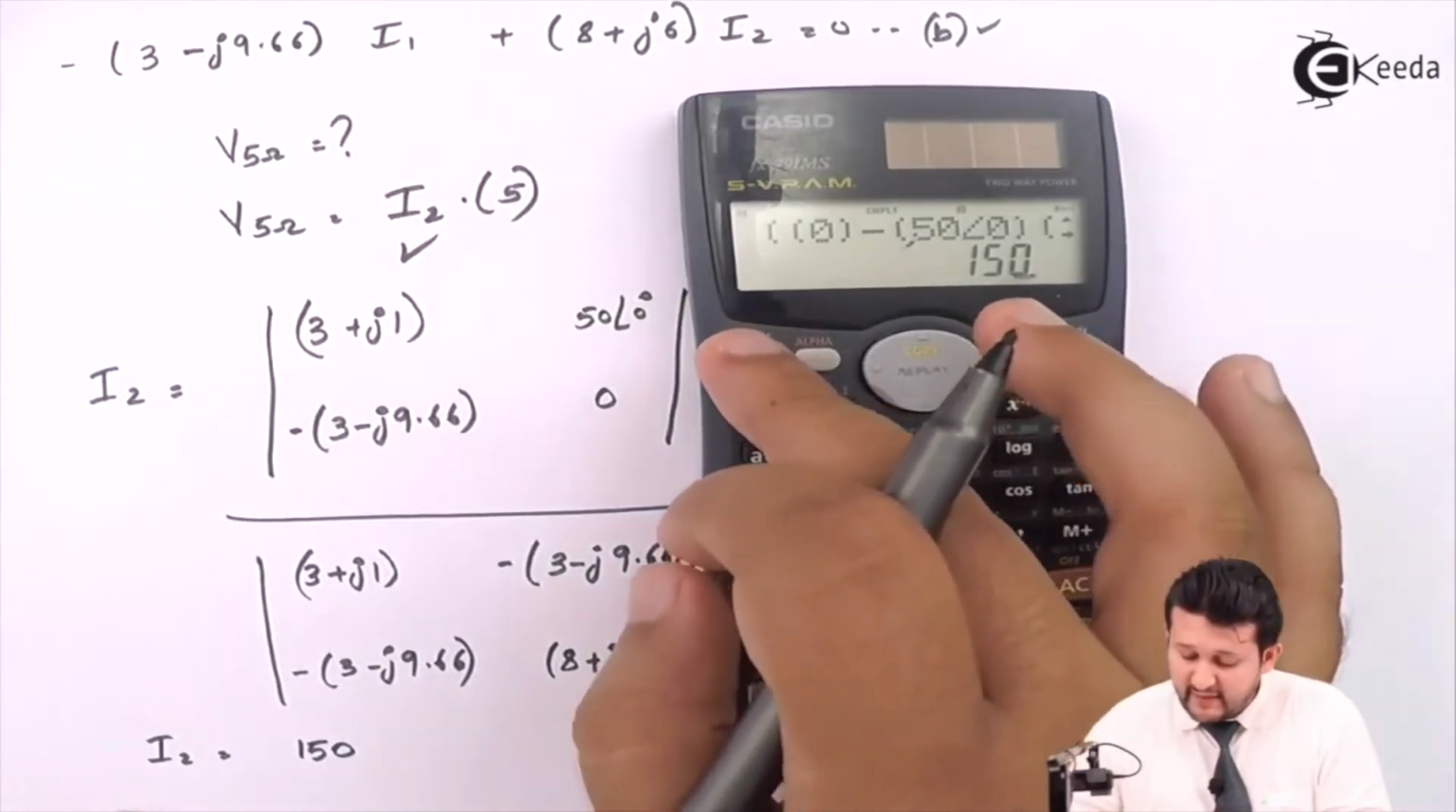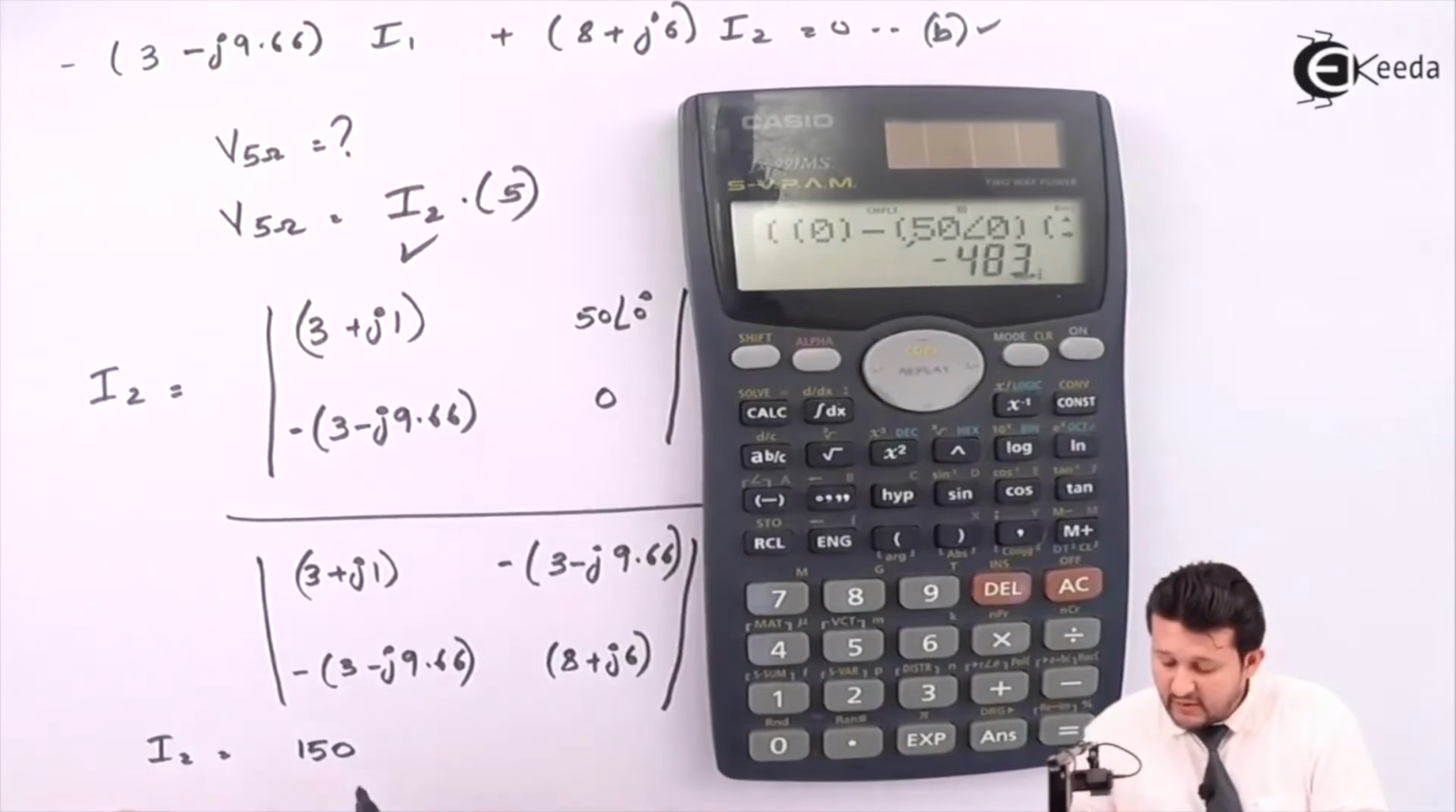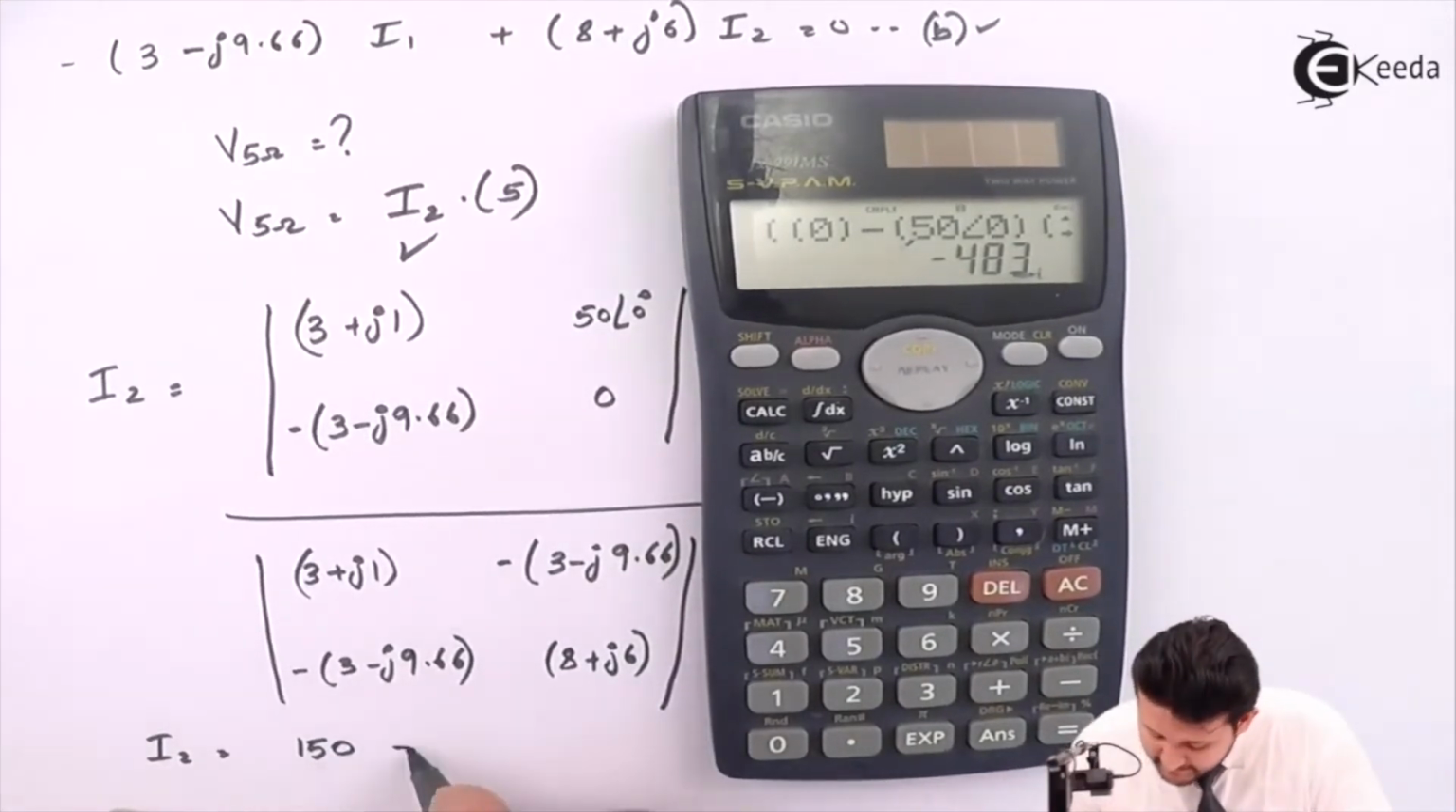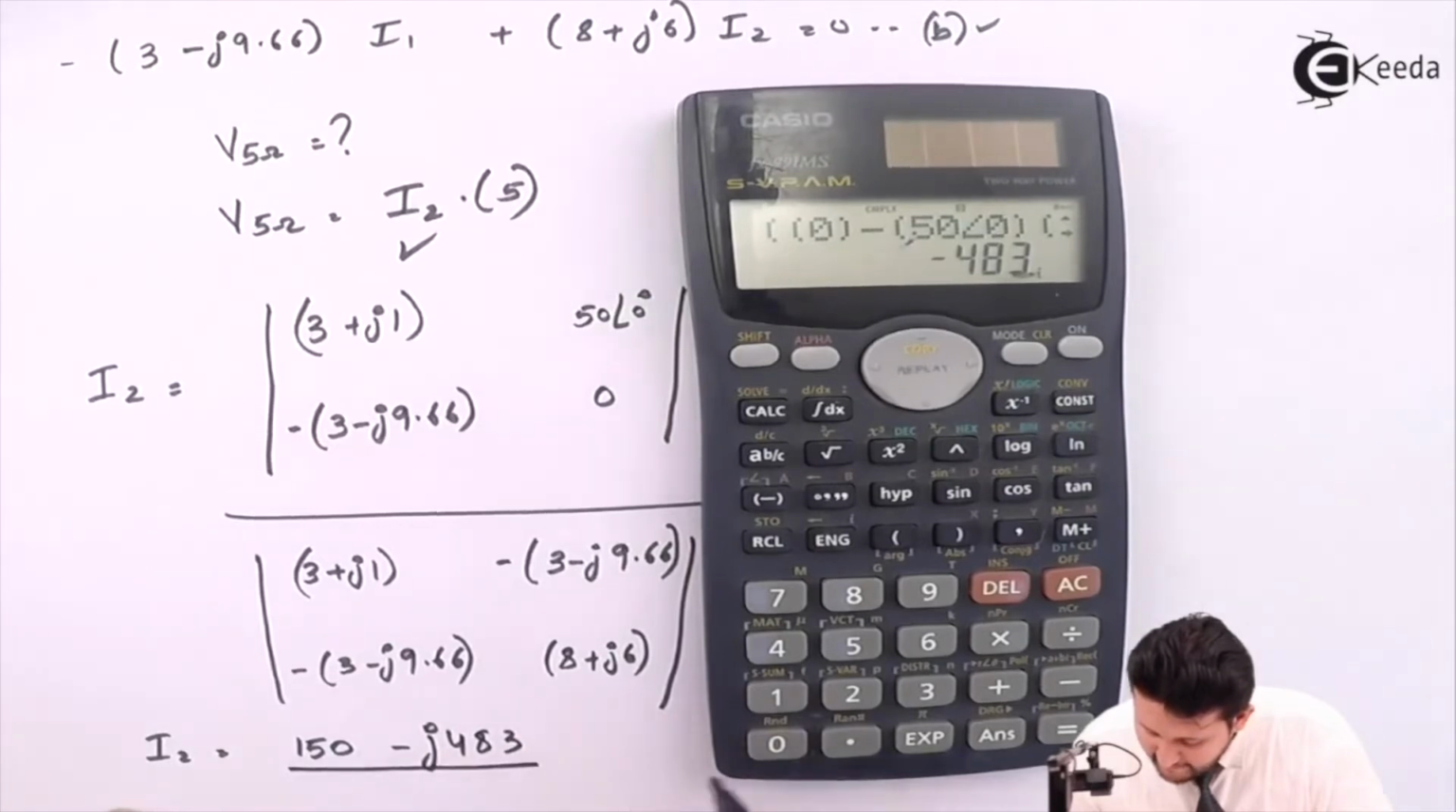For the imaginary part you have to press shift and equal to. So you got minus J 483.